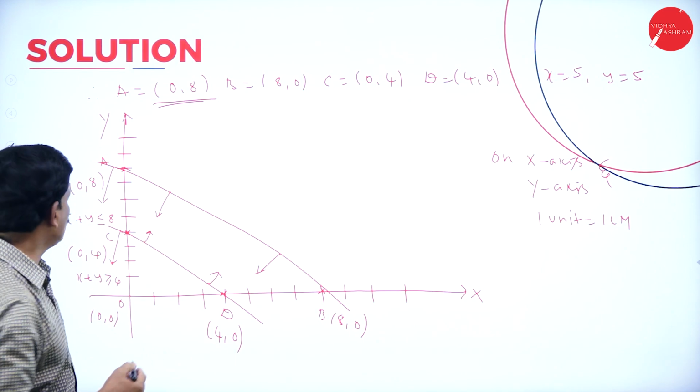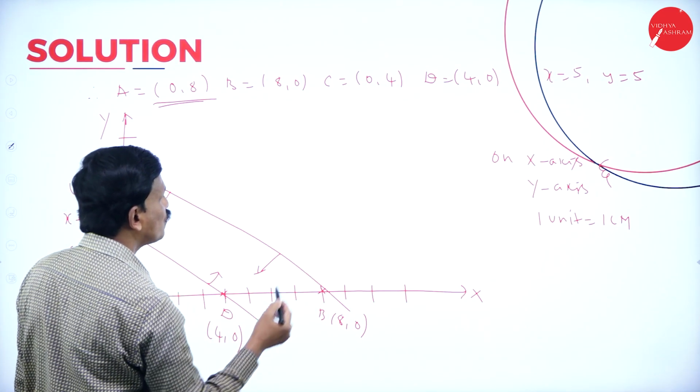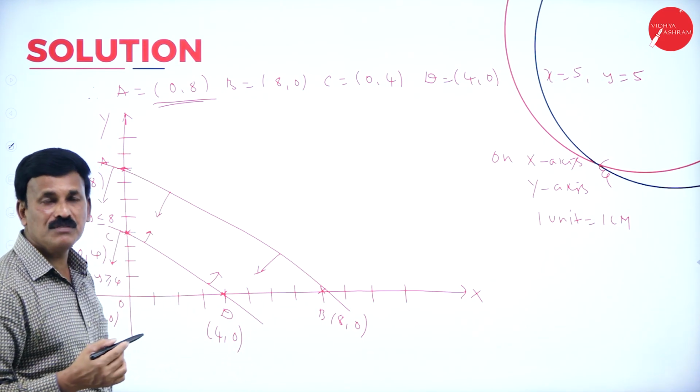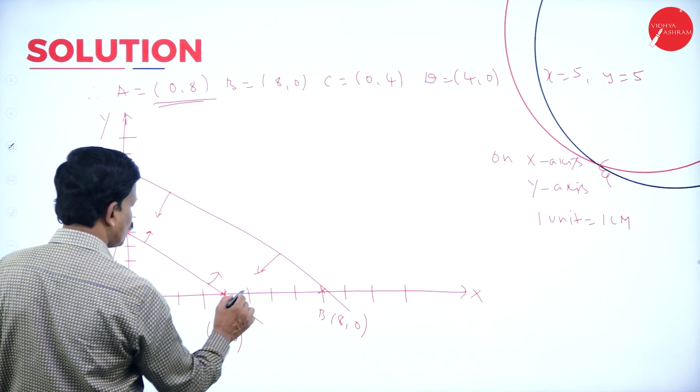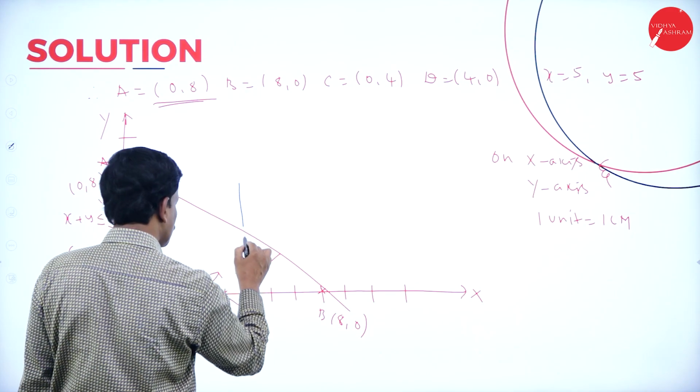Now what are the lines given? x is equal to 5. x is equal to 5 means a line which is parallel to the y axis. x is equal to 5. 1, 2, 3, 4 and 5. This is x is equal to 5.